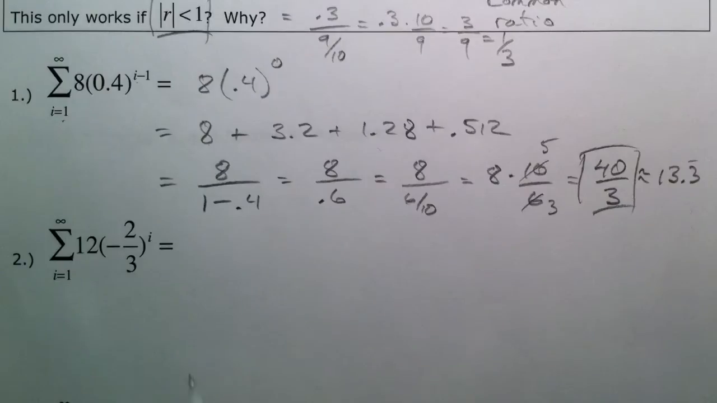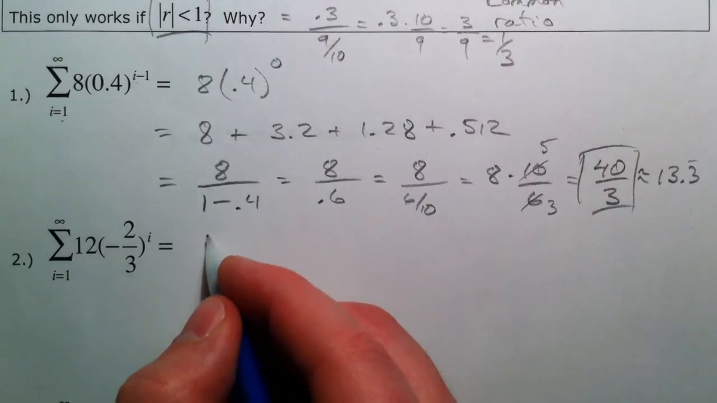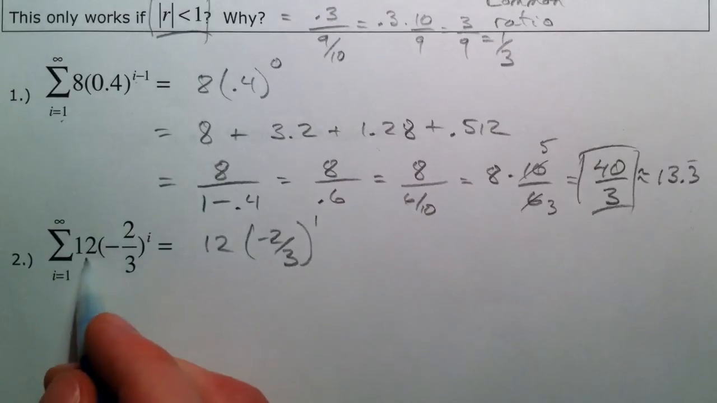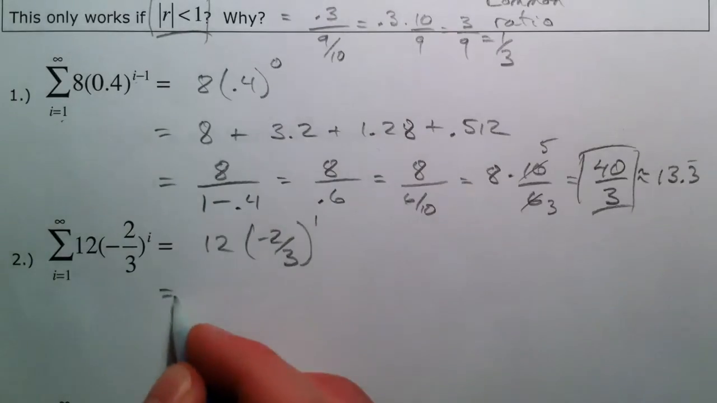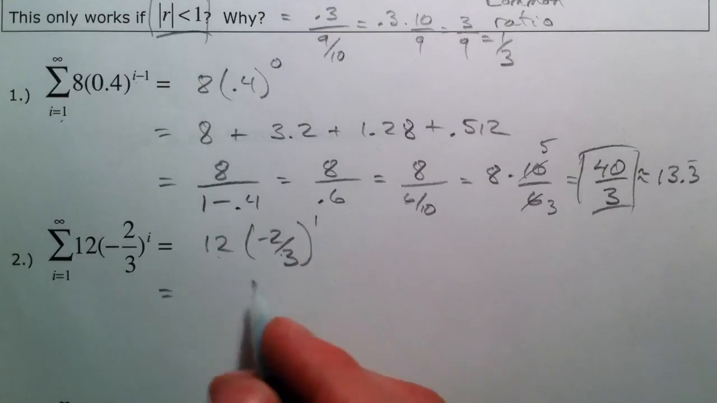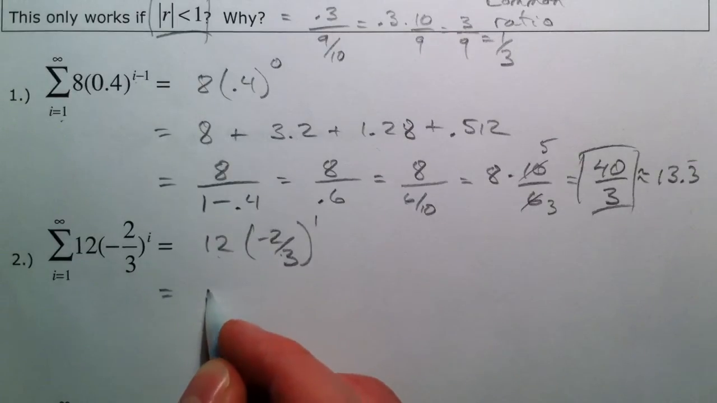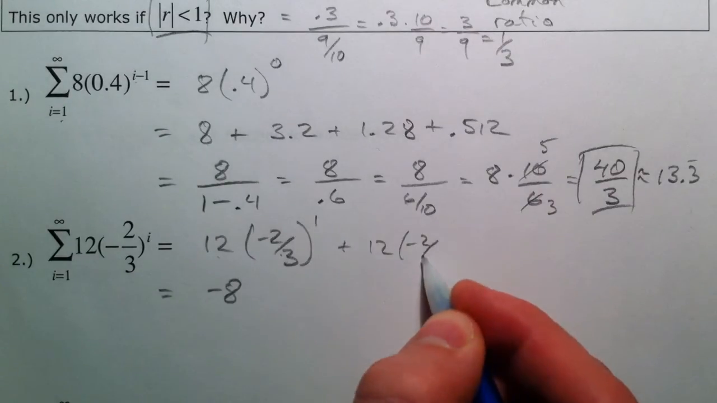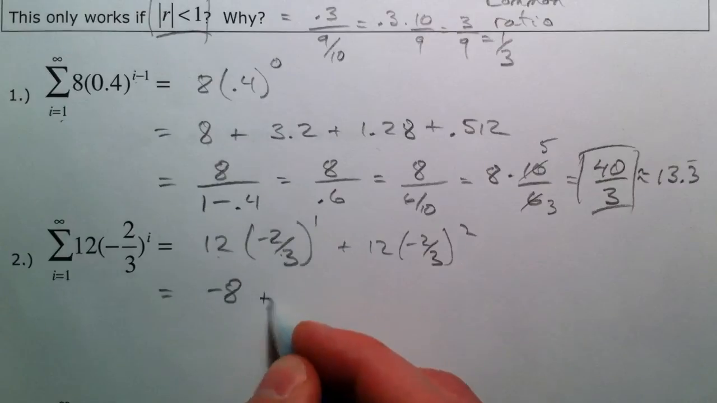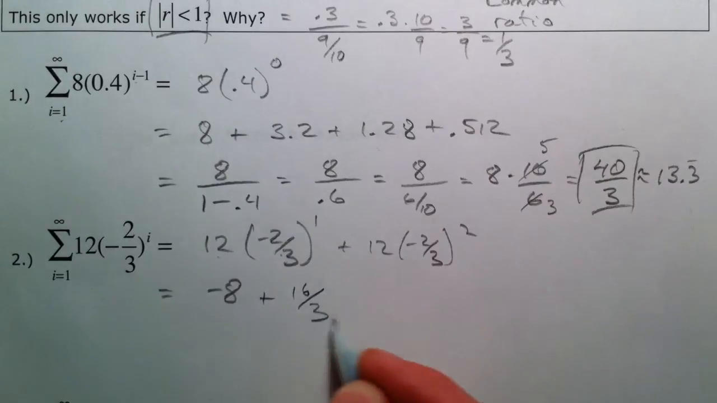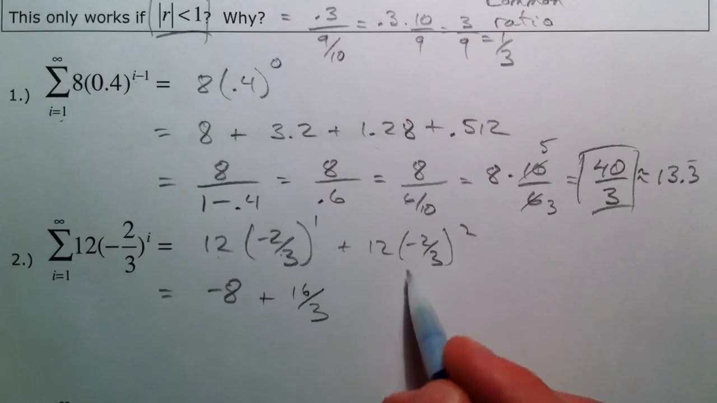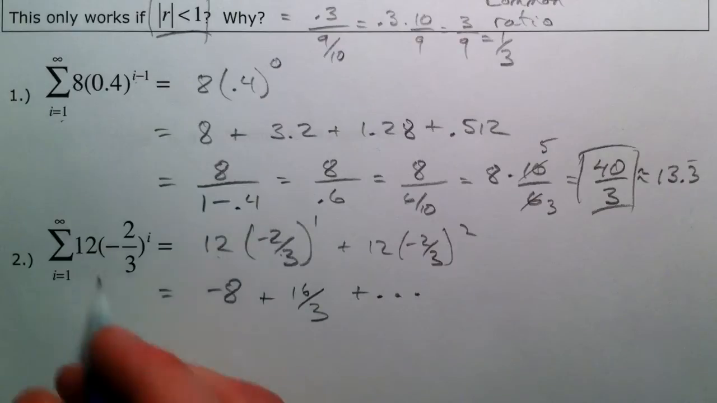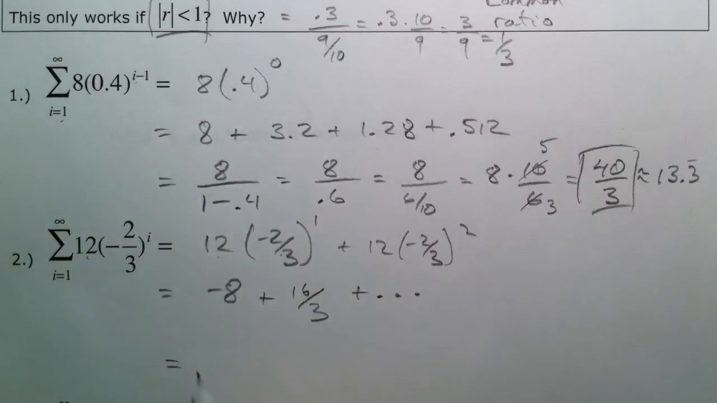Let's try another. This one, you have to be careful because when you plug in 1, 12 times negative 2/3 to the first power, 12 is not your first term in this case, because 12 times negative 2/3 to the first is negative 8. Plus 12 times negative 2/3 to the second, so we're going to add 16/3, because that's another 4/9, and then we can reduce from there. So our first term is not always this number right here. It was in the other case.